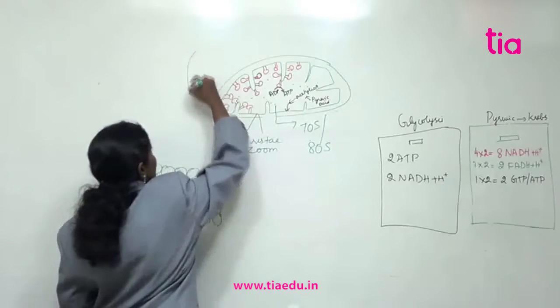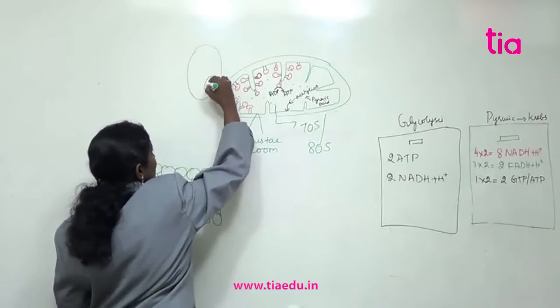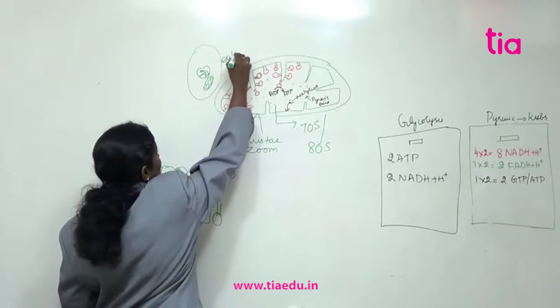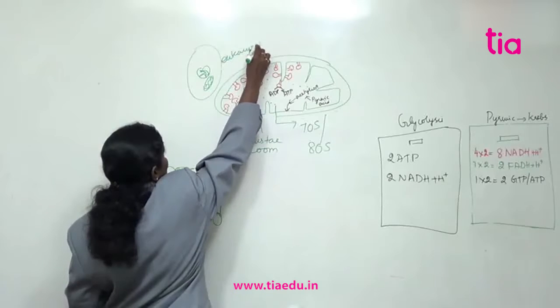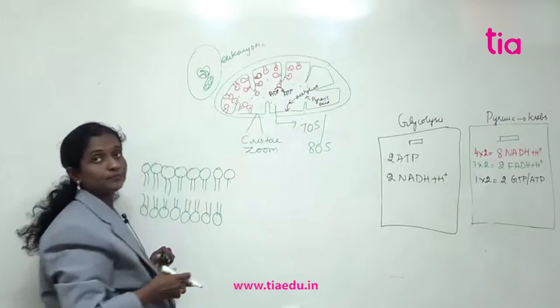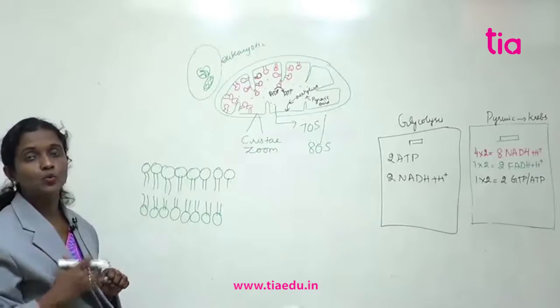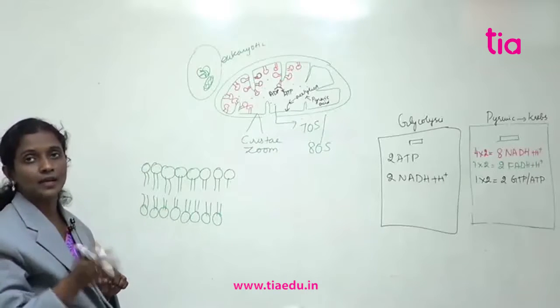Because this is present inside a eukaryotic cell. Keep in mind, we are talking about a mitochondria which is present in a eukaryotic cell, not a prokaryotic cell. Because we know prokaryotes will not have mitochondria. Prokaryotes will not have organelles. Bacteria do not have organelles. Only eukaryotes will have organelles.